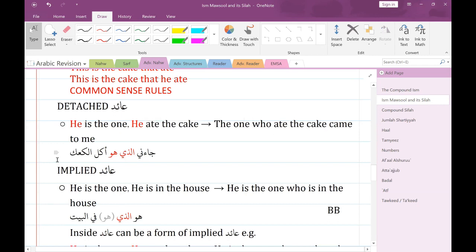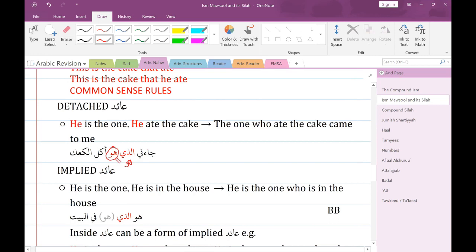The one who ate the cake came to me. So this is the example that I'm giving down here. So the one who ate the cake came to me. جاءني الذي. So that's the Ism Mawsool. And then I say huwa. So you have the inside pronoun in alladhi is huwa. And of course you have the independent pronoun.